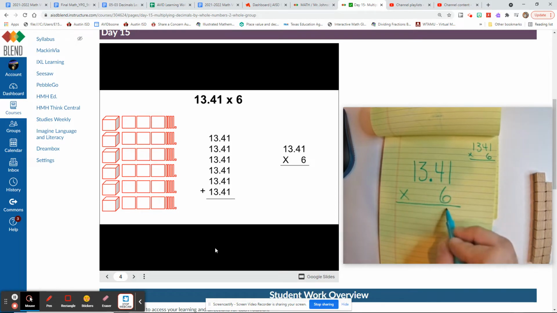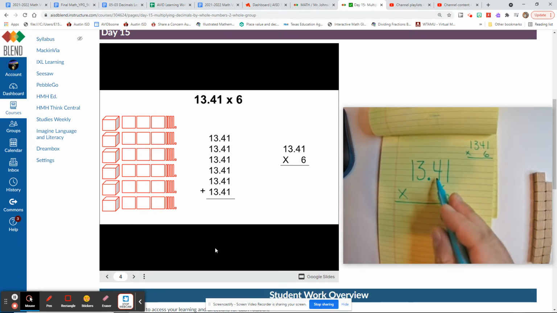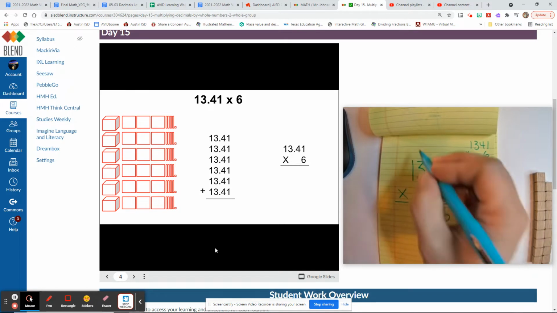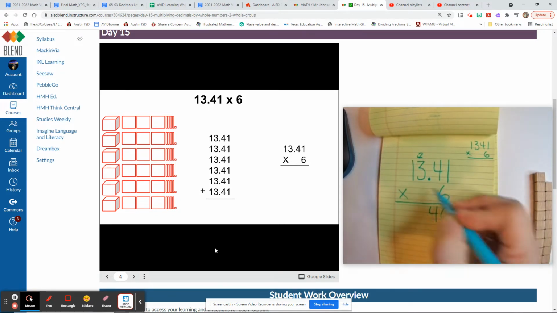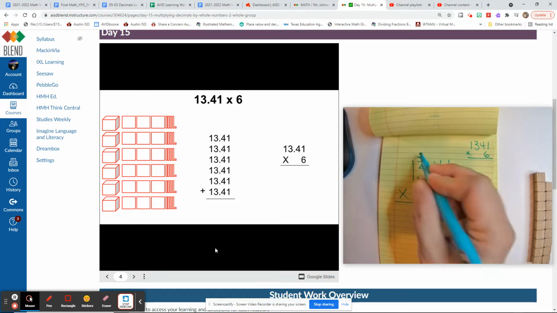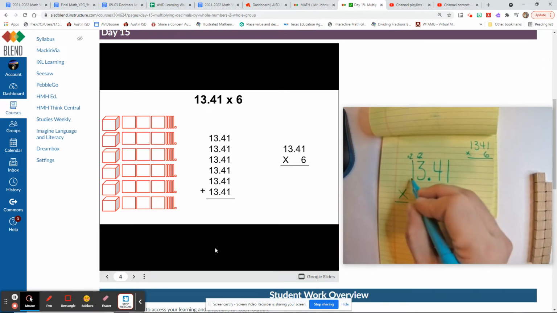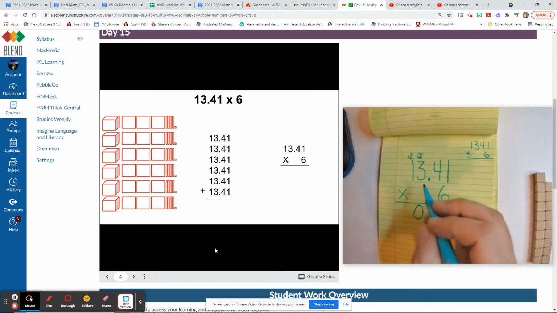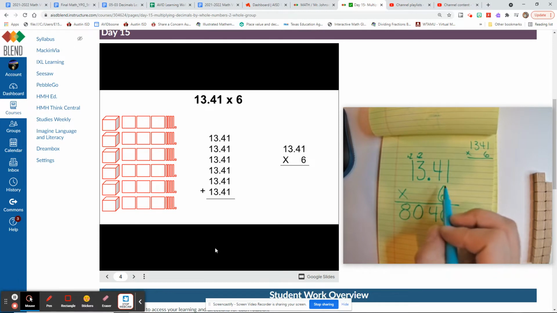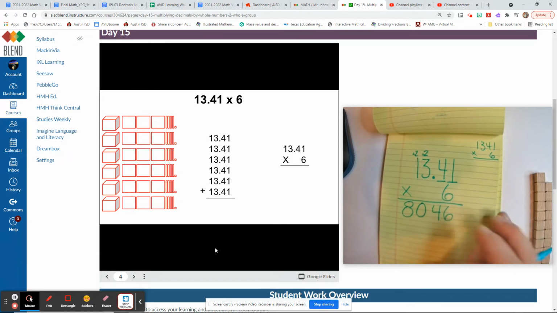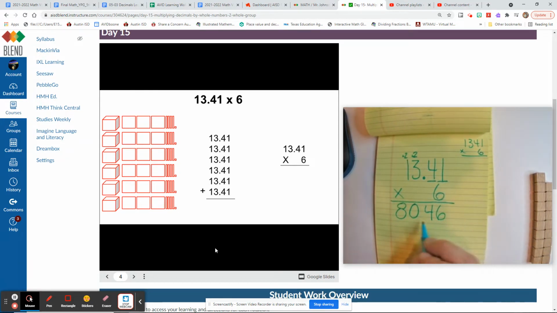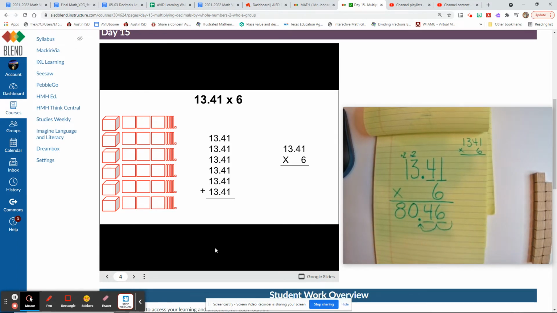6 times 1, 6. 6 times 4, 24. Carry my 2. 6 times 3 is 18. 19, 20, when I add my 2. Carry 2 more. 6 times 1 is 6, plus 2 more. Forgot what I was doing for a second. Alright, and now we have 2 decimal places in the whole entire problem. So we also need 2 decimal places in our entire product.